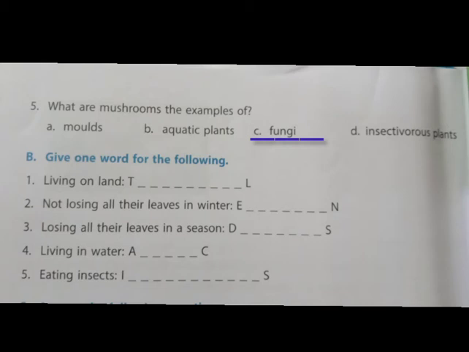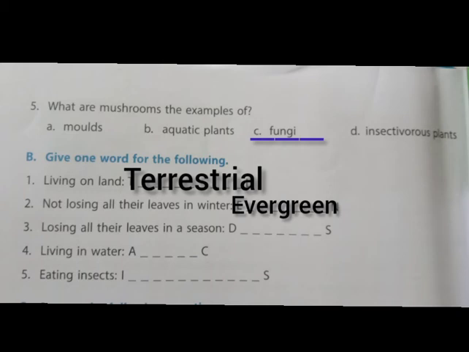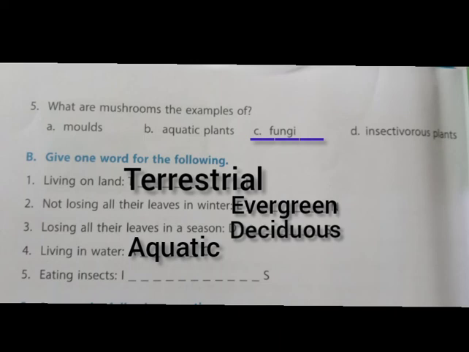Then section B, give one word for the following. First one, living on land. Living on land, they are called terrestrial. Second question, not losing all their leaves in winter. They are evergreen. Third question, losing all their leaves in a season. They are deciduous. We studied deciduous trees. Trees that lose all their leaves once in a year. Then fourth one, living in water. Answer is aquatic. Fifth one, eating insects. They are insectivorous.